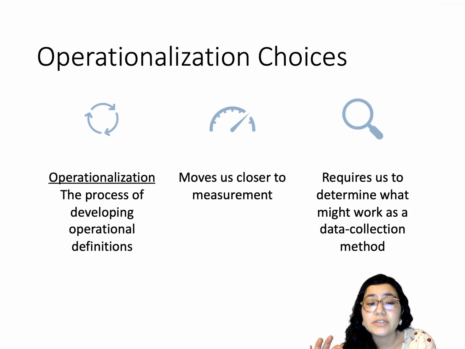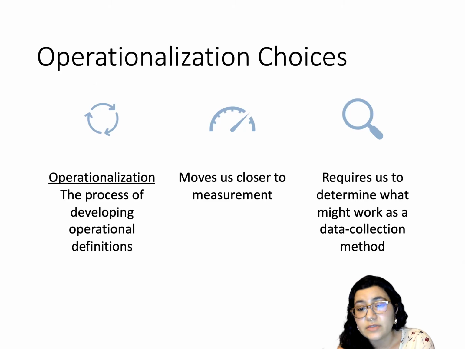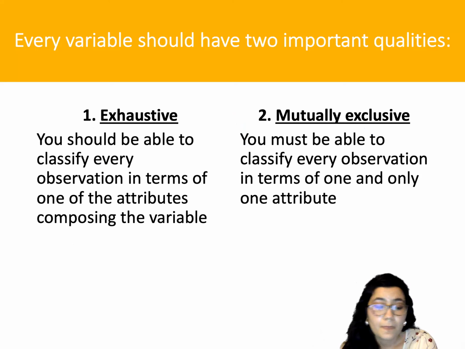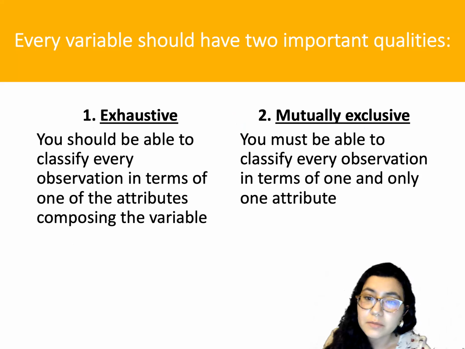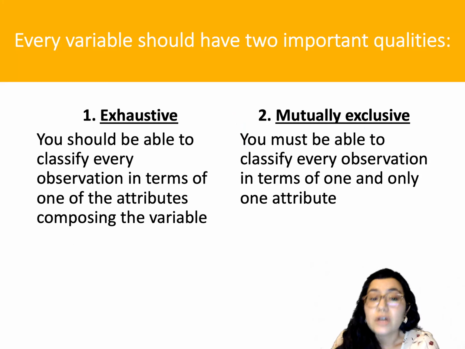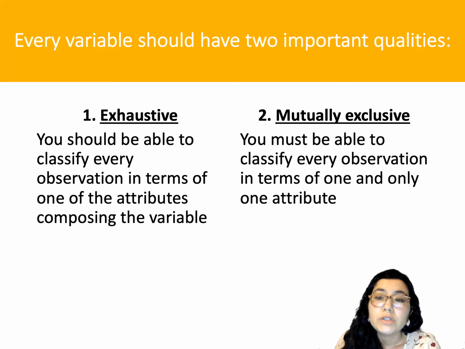And so operationalization is defining these variables that we're interested in, and it moves us closer to measurement. And it requires us to determine what type of work we have to do for data collection. And every variable, when we're moving from conception all the way to defining our variables and trying to measure them, should be exhaustive, and that you should be able to classify every observation in terms of one of the attributes composed of the variable.